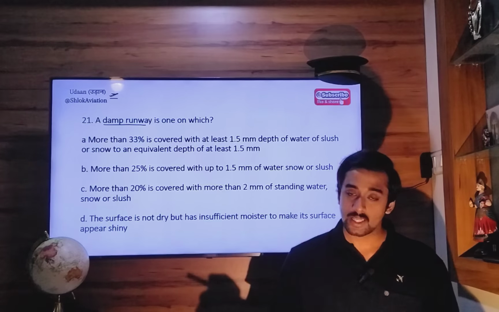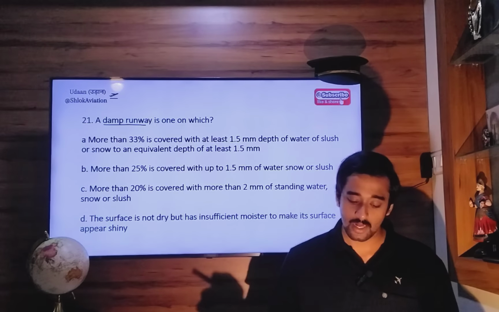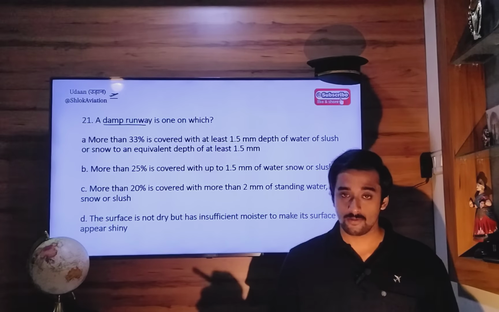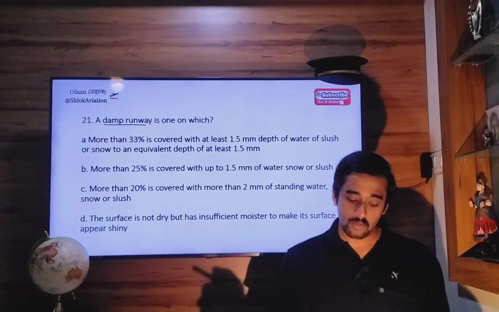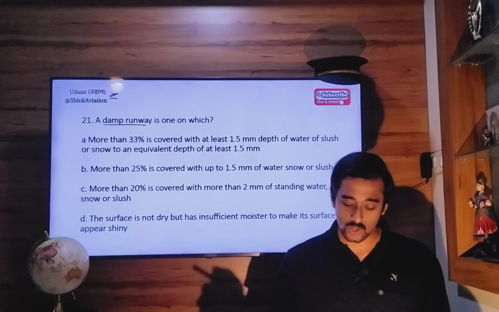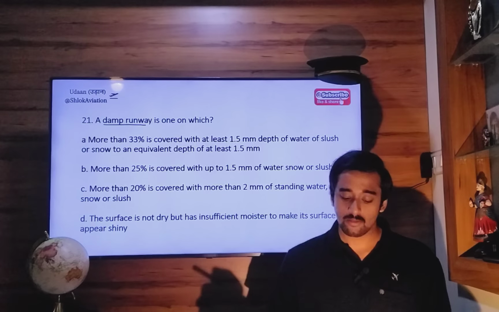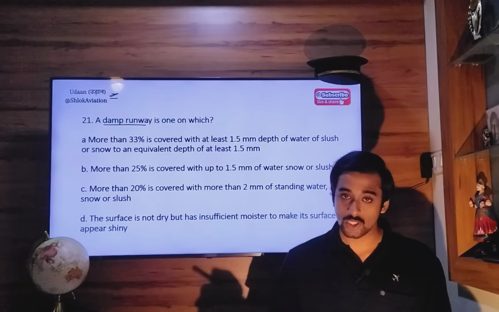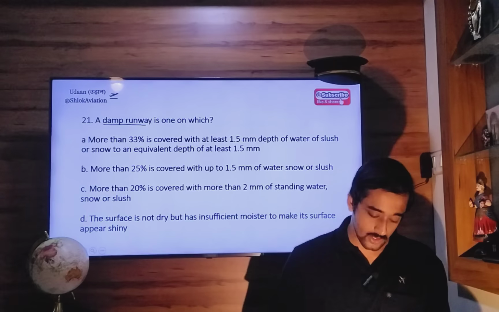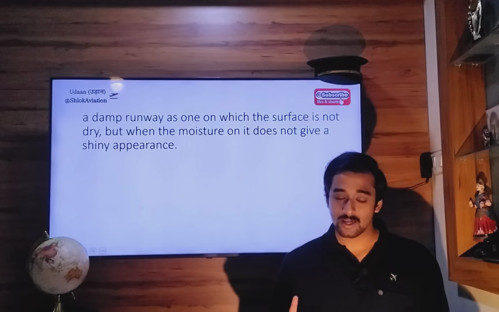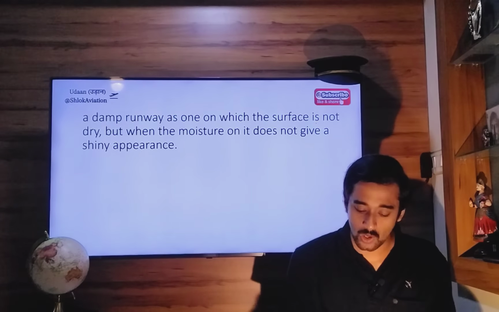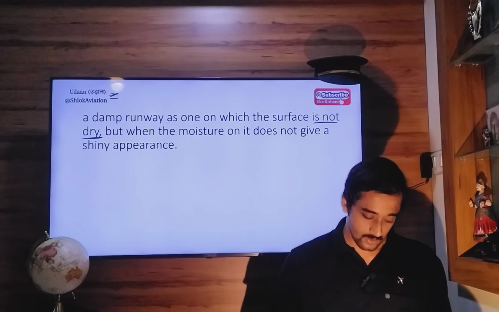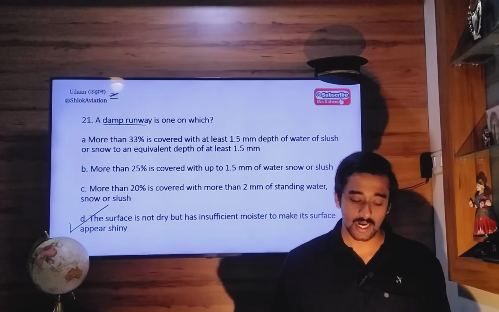A runway where more than 33% is covered with at least 1.5 millimeter depth of water, slush or snow to an equivalent depth of 1.5 millimeter. More than 25% is covered with 1.5 millimeter water, snow or slush. More than 20% is covered with more than 2 millimeter standing water. The surface isn't dry but has insufficient moisture to make its surface appear shiny. So, a damp runway is one on which the surface is not dry, but the moisture on it does not give a shiny appearance. Okay, so that is the definition of a damp runway. So Delta will be the right answer.